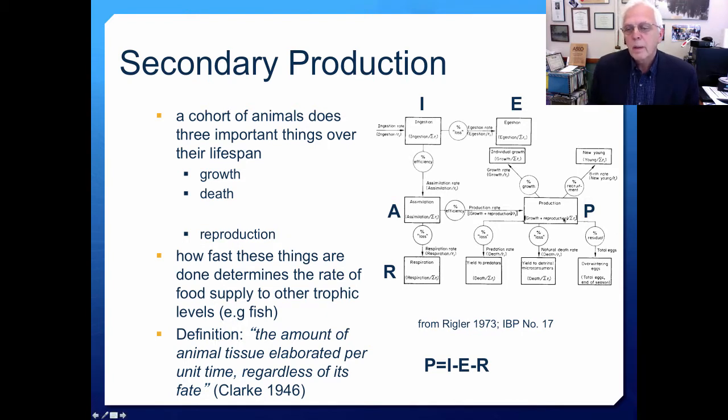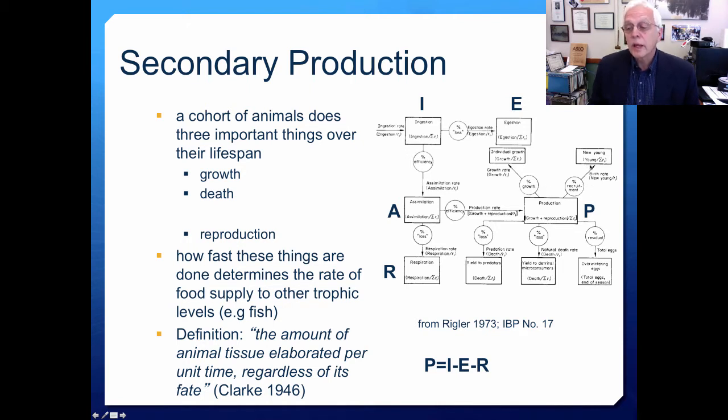But the secondary production is all of that animal tissue that's elaborated, and that animal tissue goes into a variety of things. It goes into individual growth, and it goes into the production of new young. So it's used as growth and reproduction. So some percent of that production goes into each of those.